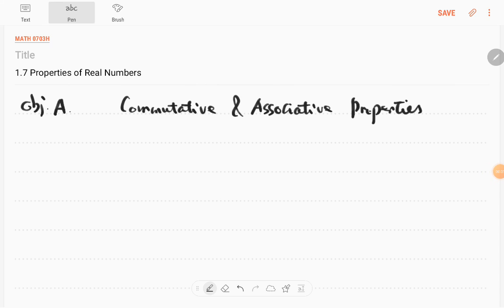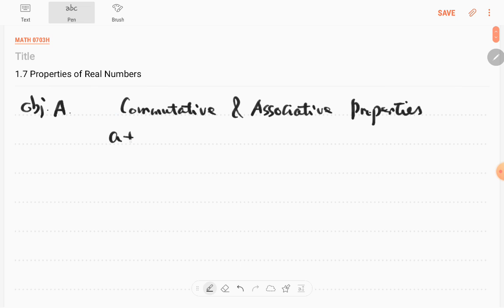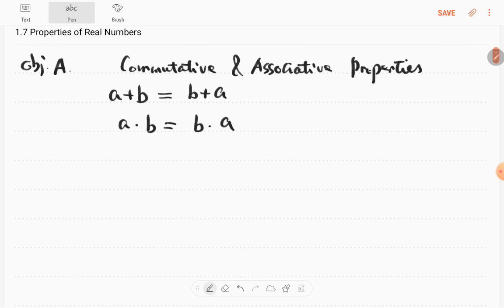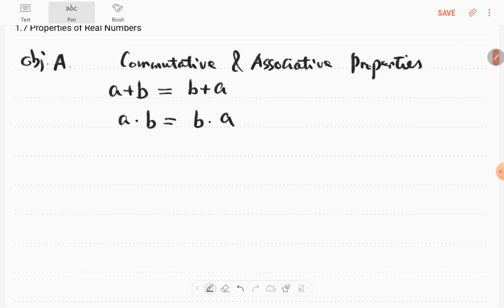Alright, let's start 1.7. The first objective is to use the commutative and associative properties. For the commutative rule, both addition and multiplication have that rule. For addition, a plus b equals b plus a. So we can change the order, right? The same thing for multiplication. A times b is just the same thing as b times a. So we have these two rules.